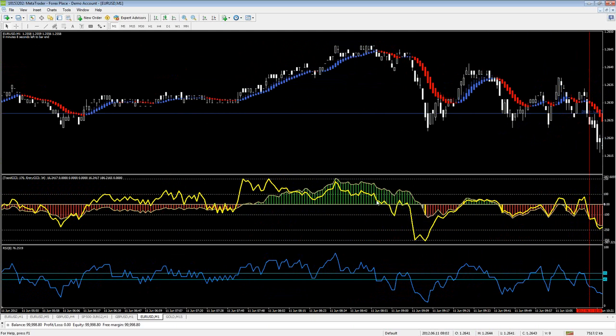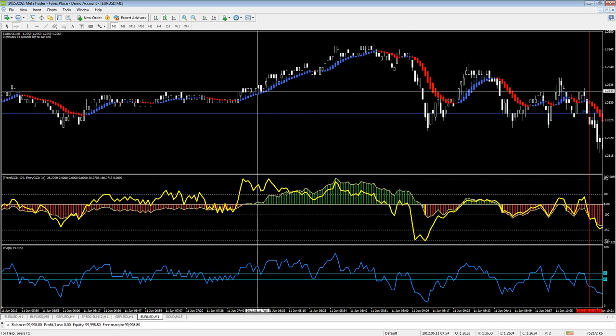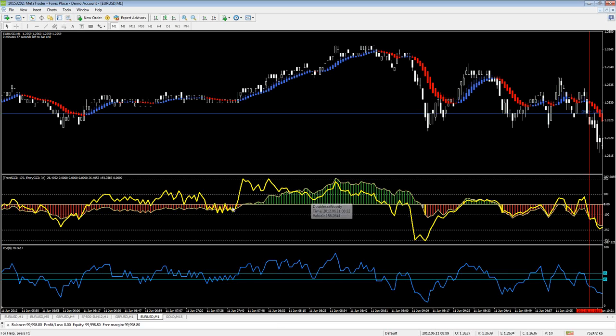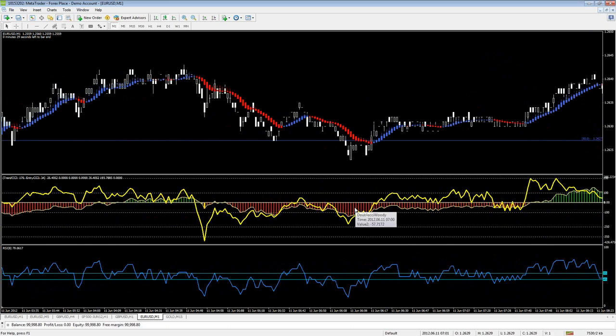Here, there's no clear setup because you can see that the yellow line is all... For those of you who are really aggressive or impatient, you could take a long trade here, but the setup should be when the histogram is already in green and then the yellow line crosses from below zero to above, then you enter. But here the yellow line was already above zero, so it's not a strong signal.